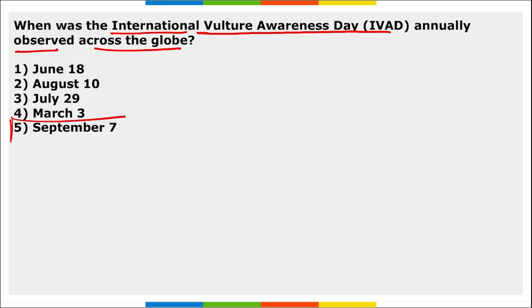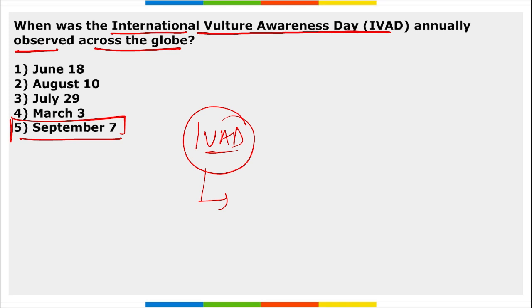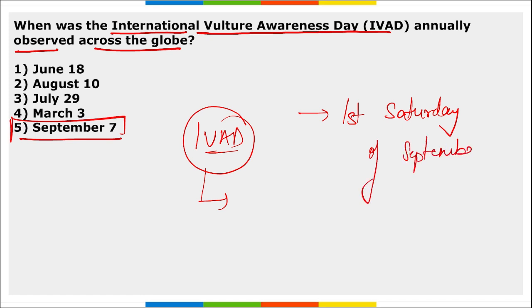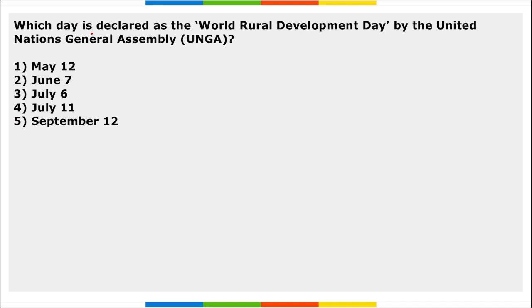It is 7th of September we observe this day, and this International Vulture Awareness Day is observed basically to create awareness about the conservation of vulture bird. And this year, generally we know that this time it was 7th of September, right? But remember, this day is observed on the first Saturday of September month.